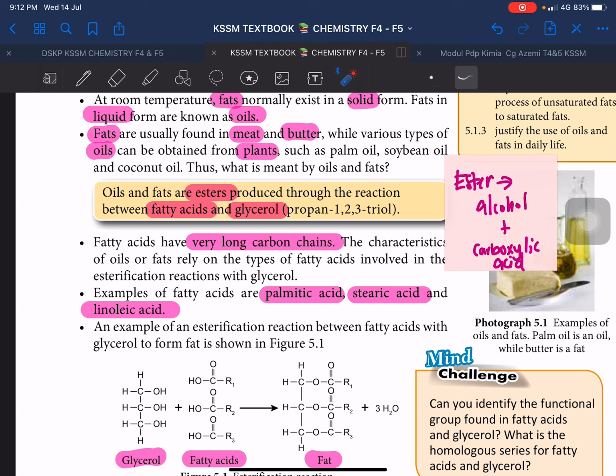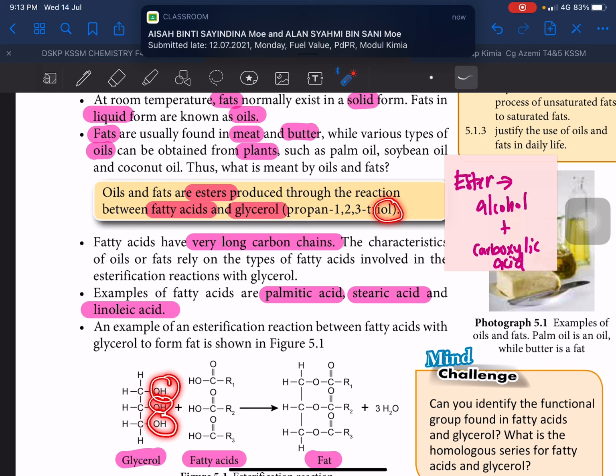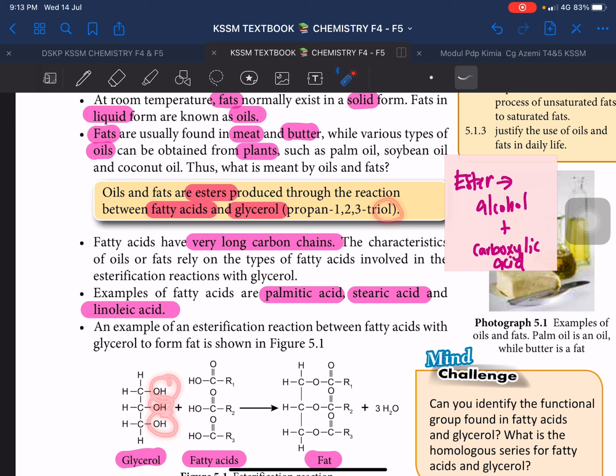So, because of that, oils and fats are esters. What is their carboxylic acid? Fatty acid. Fatty acid is a carboxylic acid, but fatty acid is very long. Later I will show you. And then glycerol is an alcohol, but not a short alcohol, not methanol, not ethanol. It is propane-1,2,3-triol. There are 3 hydroxyl groups, the hydroxyl group in alcohol, in ester.